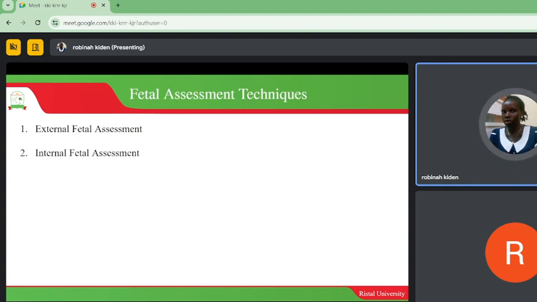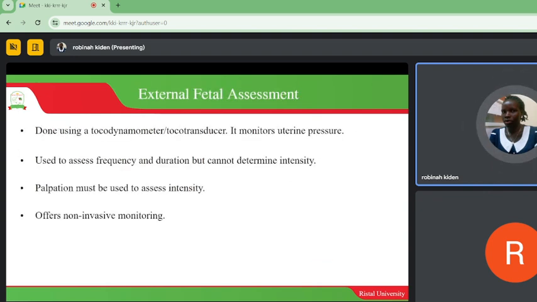Let us look at fetal assessment techniques. For us to assess the well-being of the fetus, there are two ways. We have external fetal assessment and internal fetal assessment. So let's look at the external fetal assessment. The external fetal assessment is done using a tocodynamometer, or it can also be called the tocotransducer. It monitors uterine pressure.